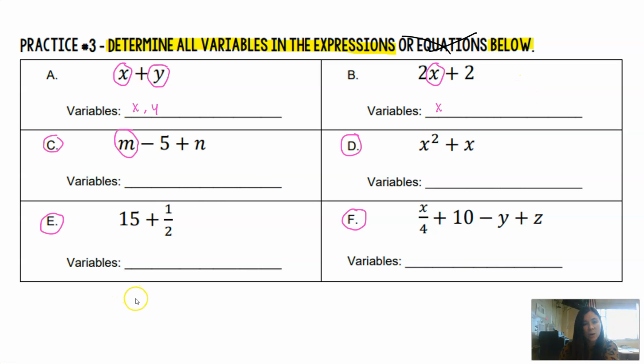In letter C, did you correctly identify M and N? In letter D, we have two terms, each with a variable, but it is the same letter, so the variable is just x. In letter E, we have 15 plus 1/2. There are no variables. In letter F, we have x, we have y, and we have z. So we have 3 variables here.